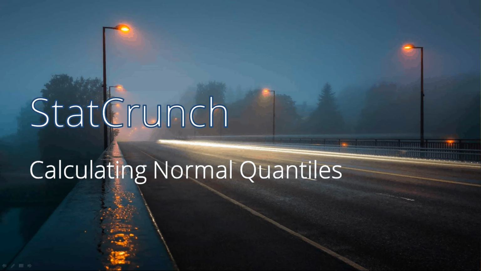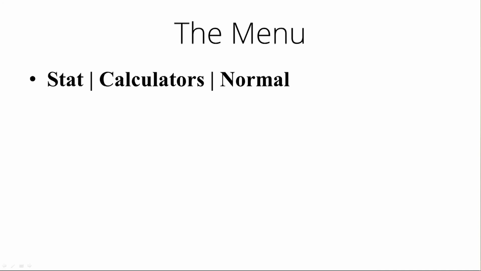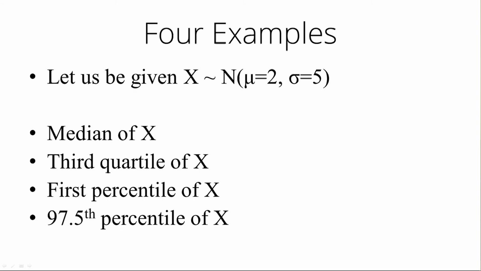This quick little video will show you how to calculate quantiles from the normal distribution, or from normal distributions, using StatCrunch. And in the menu in StatCrunch, again, we're going to Stat, Calculators, and then down to Normal. We're dealing with normal probabilities. So let's have 4 examples.